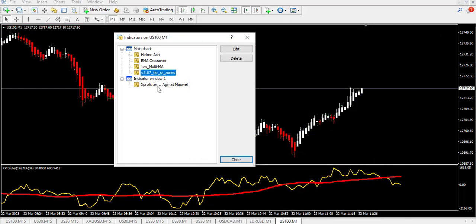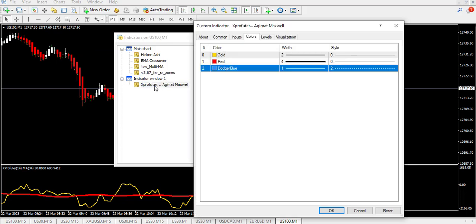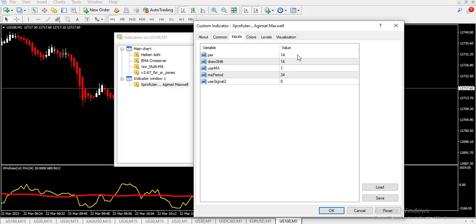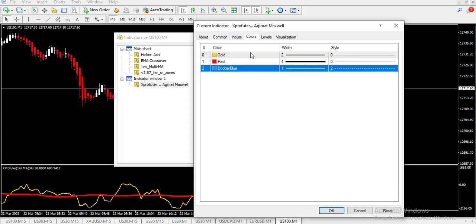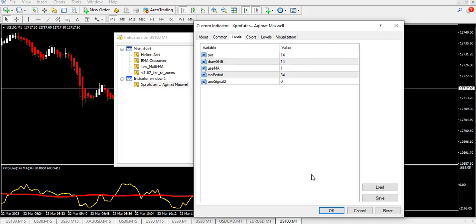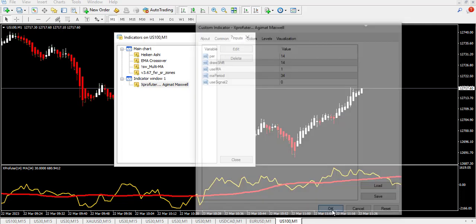And the last indicator, the value for this indicator is 14. So just pause the video and set it up accordingly. And these are the colors: the gold, red, and the Georgia blue color. The major colors I use here are gold and red. Just set it up, and these are the values. If you want to change the color, you can do that and click OK when you are done.